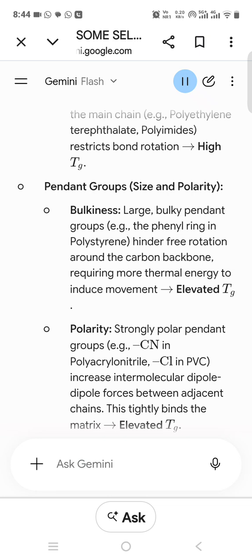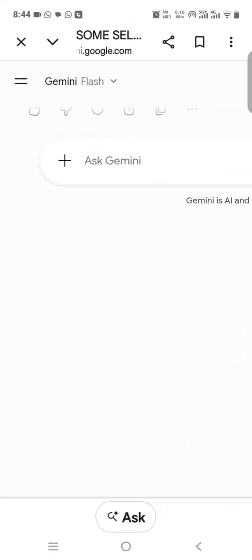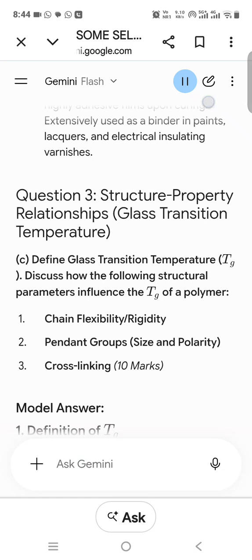Polarity. Strongly polar pendant groups, e.g., CN in polyacrylonitrile, Cl in PVC, increase intermolecular dipole-dipole forces between adjacent chains. This tightly binds the matrix, so elevated T_G. Cross-linking. Cross-links introduce covalent chemical bonds between different polymer chains, anchoring them in place and severely restricting molecular freedom. As the cross-linking density increases, translational movement of segments becomes nearly impossible, causing a drastic increase in T_G, and in highly cross-linked thermosets, T_G may not even be observed before thermal decomposition.